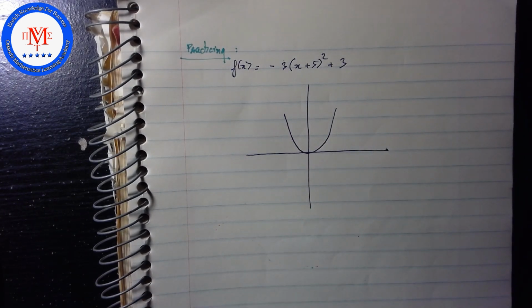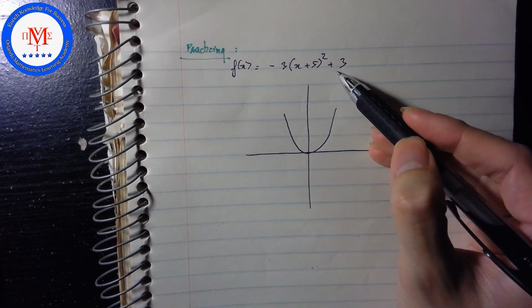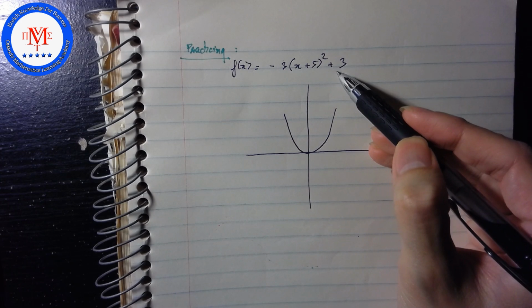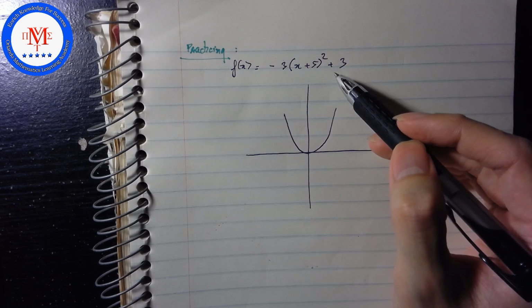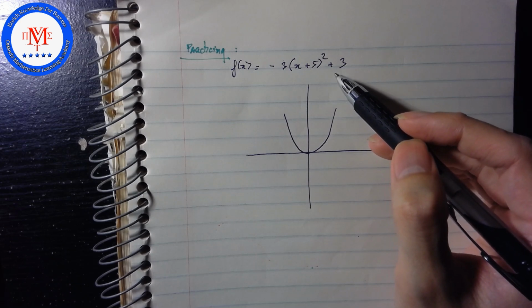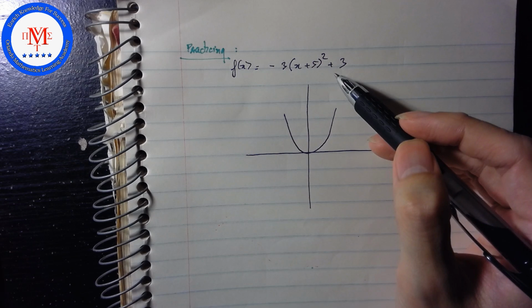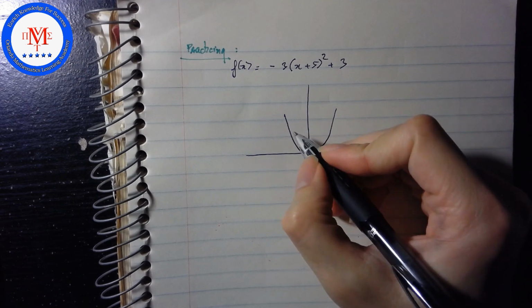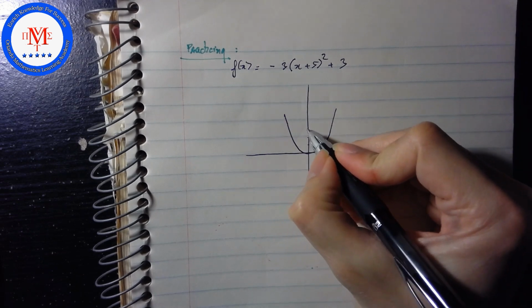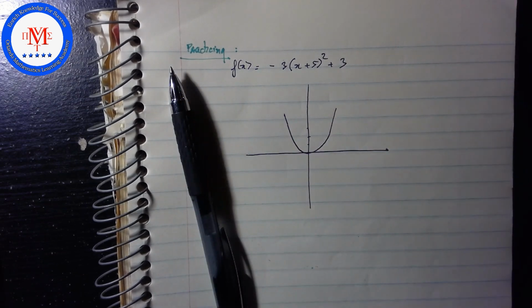Then I apply 3 units up, because remember f(x) plus c. The original function is x squared, and I add a constant c, so we move up 3 units. So I move up 3 units, and the new one becomes this.